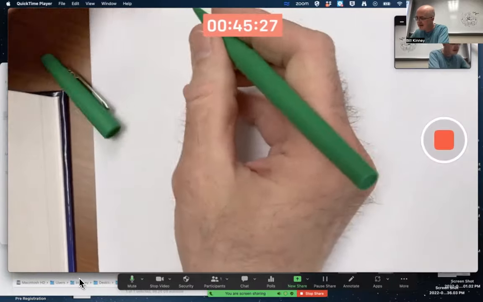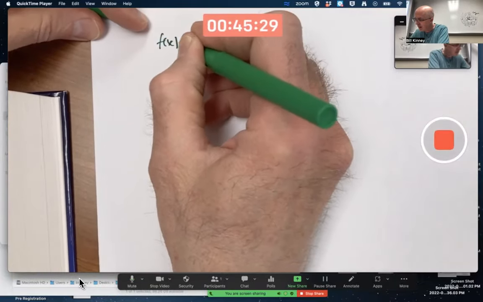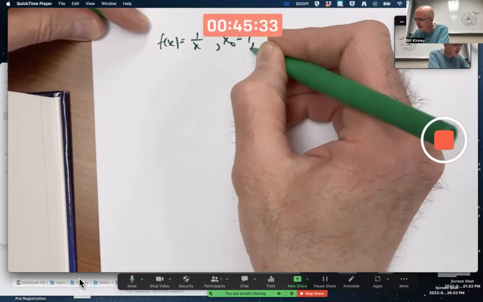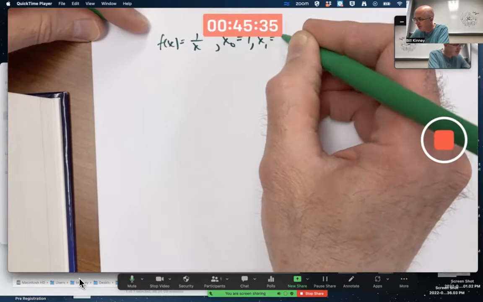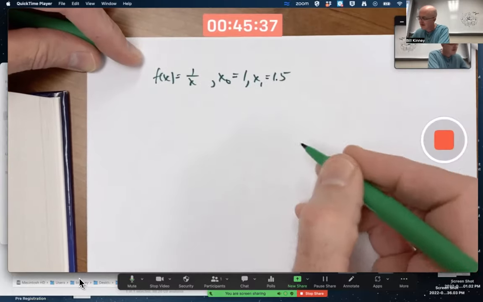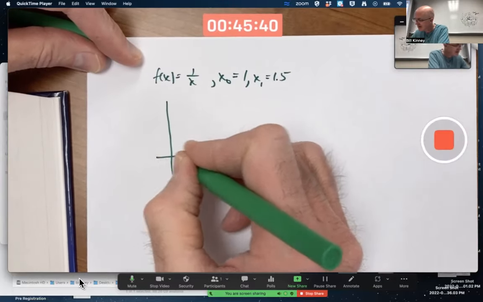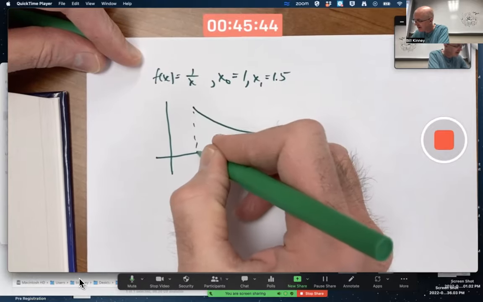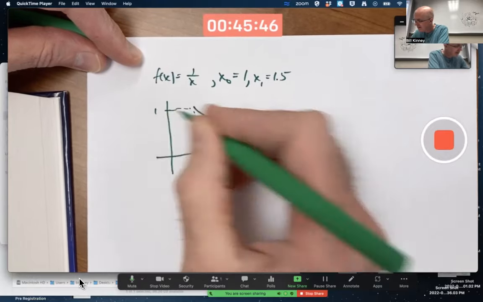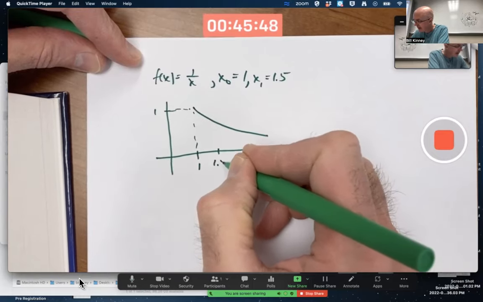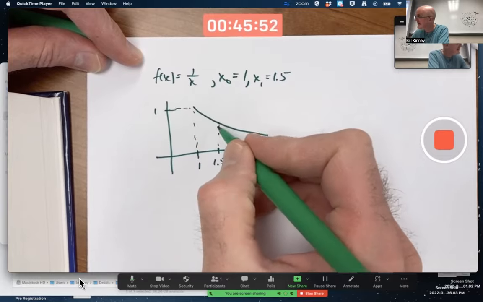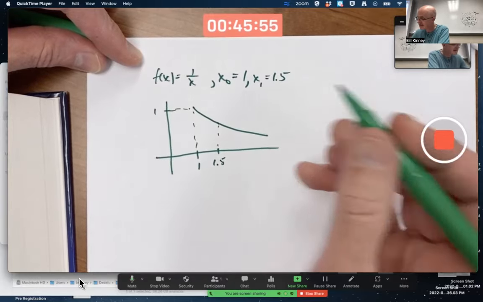For our example, again, f of x equals 1 over x, and say still x0 is 1 and x1 is 1.5. What we're about to do is estimate the area under the curve here. Instead of using a function that's constant, using a linear function that's not constant.